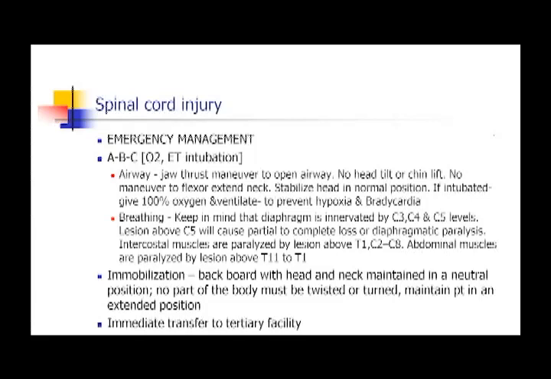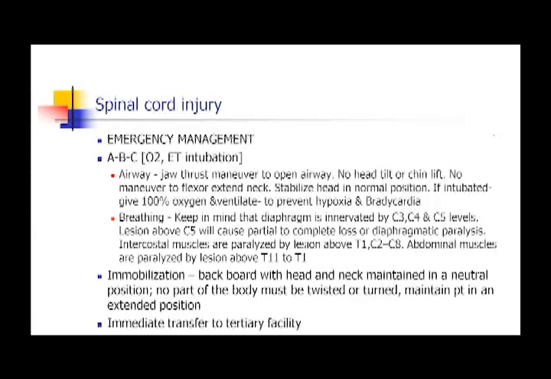Breathing, keep in mind that the diaphragm is innervated by C3, C4, and C5. So, any lesions or any problems with C3, C4, C5, expect that the patient's diaphragm will not be able to function well. So, in this case, this will entail the need for mechanical ventilation. So, an outside source that will now open the airways of the patient.